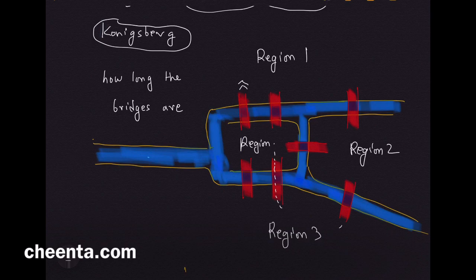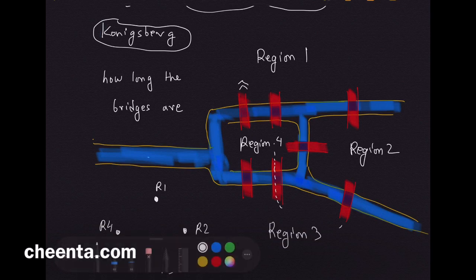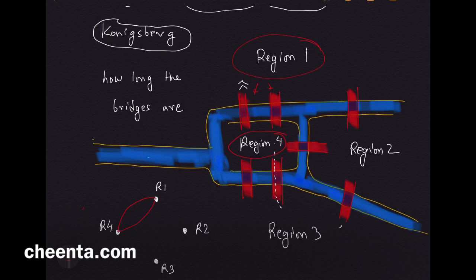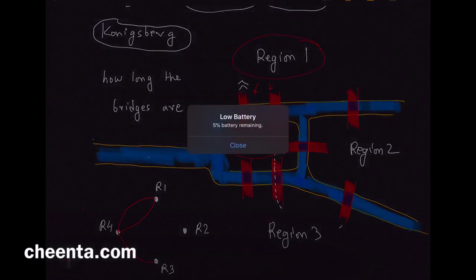So notice that there are only 4 regions. So what he did is he put 4 dots for each of these 4 regions. And then he connected the regions. So this is region 1, region 2, region 3, and region 4. So then he connected the dots by an edge if there is a bridge between them. So for example, between region 1 and region 4 there are 2 bridges. So he would draw 2 edges. Similarly, between region 4 and region 3 there are 2 edges.